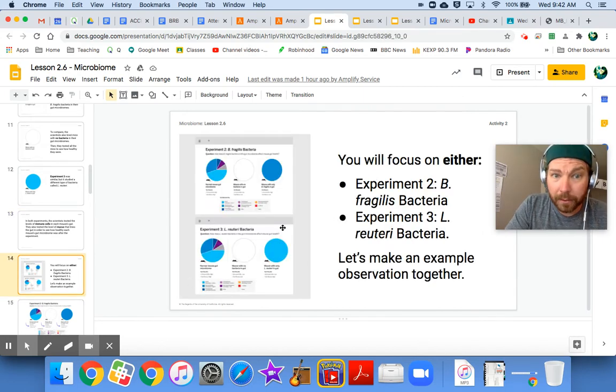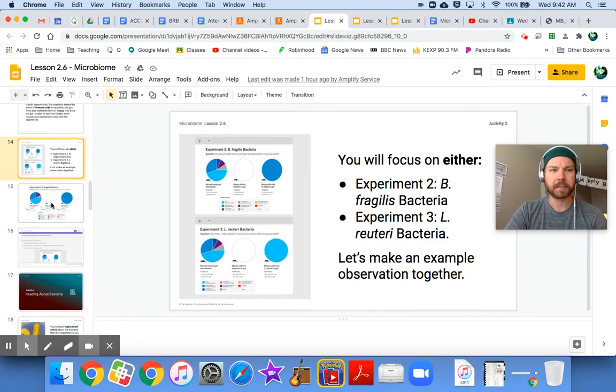Here we see some of the results of the experiment. You're going to just focus on one of those bacteria, either B. fragilis or L. reuteri. And eventually you're going to read an article, part of an article about each of those, or one of those bacteria. So you can choose just one of them to focus on.